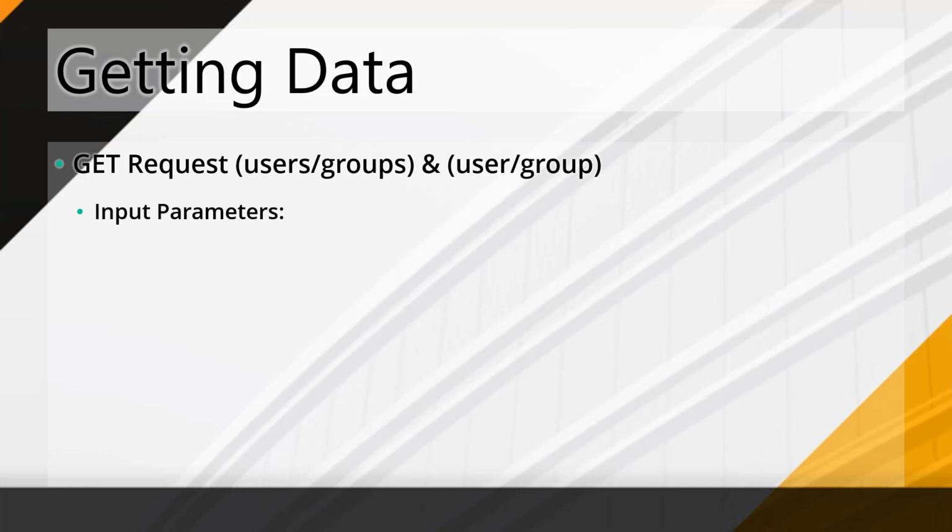For these GET requests, and I'm going to use this structure consistently throughout, there are going to be some input parameters that you will need in most of these GET requests. In the case of the users or the groups, you're going to need things like the access key. That's always going to be there. That access key will always be one of the input parameters.